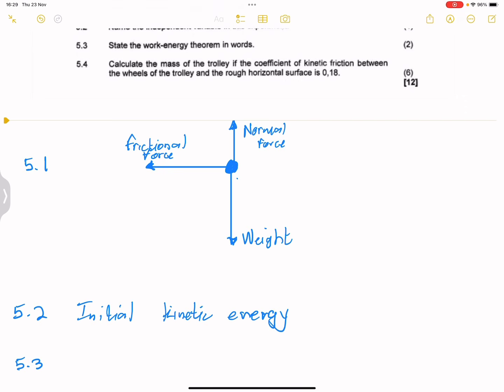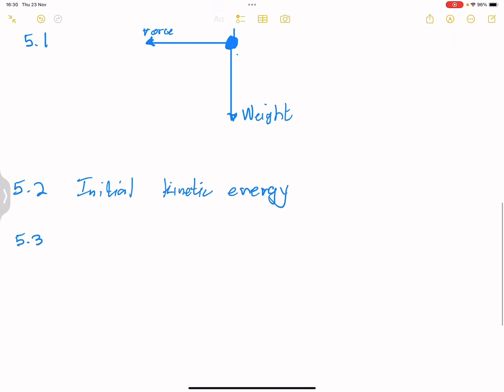Now the next question, they say to us, calculate the mass of the trolley if the coefficient of friction between the wheels of the trolley and the rough horizontal surface is 0.18, right? So what we can do, ladies and gents, is say we know the net work done will equal the change in kinetic energy. Now, what is our final kinetic energy? That would be 0 because the trolley stops. So E_K final minus E_K initial.